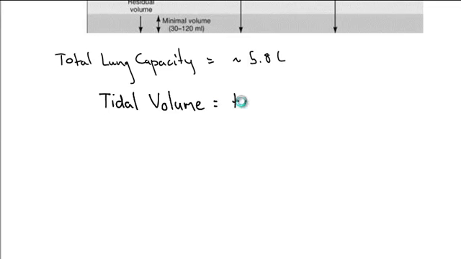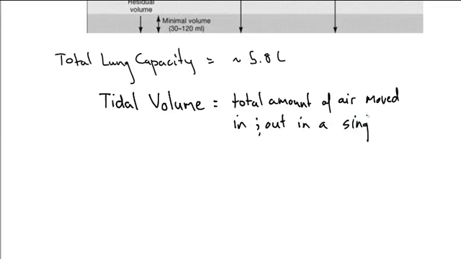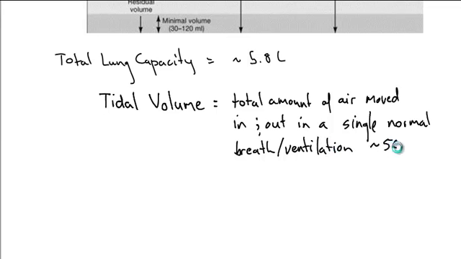The tidal volume is the total amount of air moved in and out in a single normal breath or ventilation. So a breath or ventilation is both in and out. And for most people, this is approximately 500 mils. 2 cups. 1 cup in, 1 cup out.